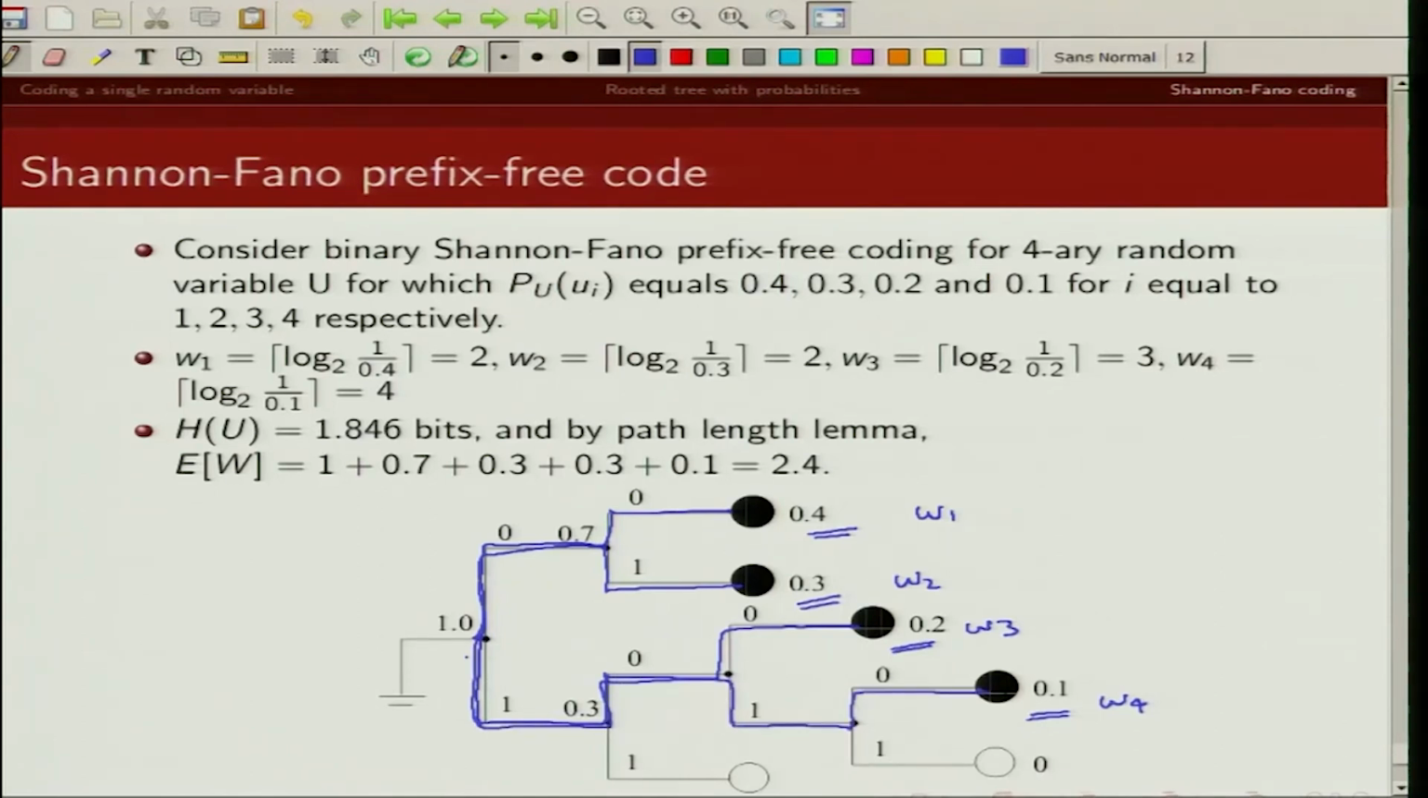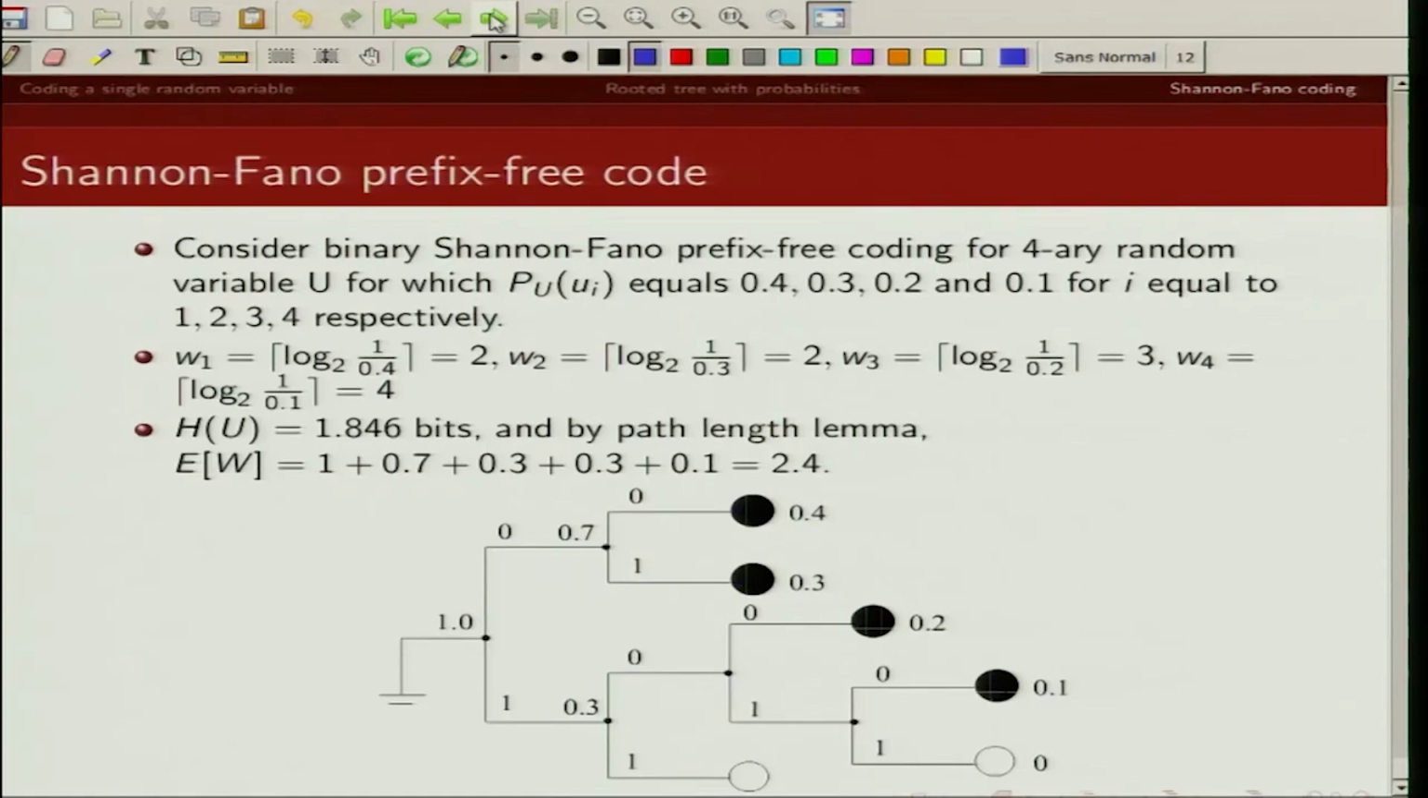Now you can see clearly this is not an optimal coding. Why? For example, this particular code word which is at depth 4, we could have easily brought in here, which is of depth 2, which would have reduced our expected code word length.